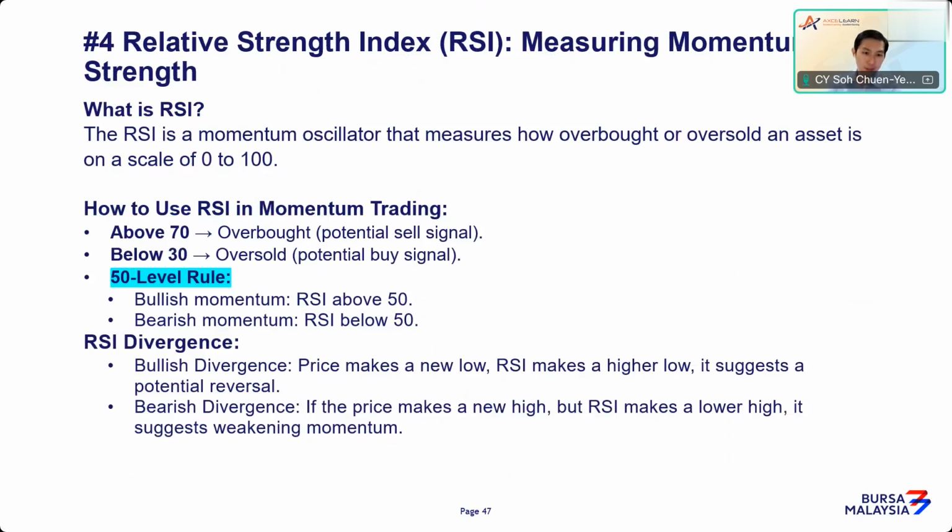RSI, again, very simple. To cut a long story short, I believe you understand how it works. It is an oscillator, so the line will be moving around 0 to 100. There are different approaches for you to use RSI for momentum trading. Here, what I want to introduce is the 50% level rule. This rule is very simple. It's exactly the same as the MACD zero level rule. When your RSI is above 50, it is bullish, an uptrend. When your RSI is below 50, it is a bearish momentum, a downtrend.